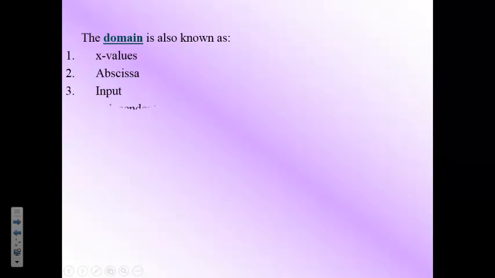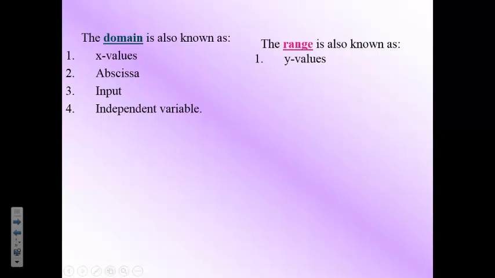Now the domain can also be referred to as the abscissa, the input, and the independent variable. So there are 4 different terms you need to know in relation to domain. There are also 4 terms relating to the range, and they are y-value, ordinate, output, and dependent variable.